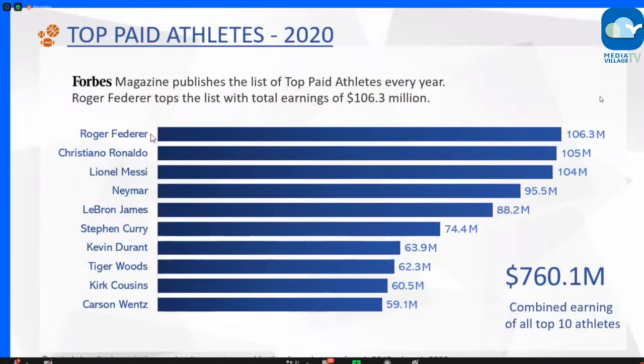Another piece of information you can decipher from here is that Roger Federer, Cristiano Ronaldo, and Lionel Messi, who are the top 3 sportspeople, have a very thin margin between them. Top is 106, second is 105, and third is 104. Additionally, I have given some more information: the top 10 athletes' combined earning is 760 million US dollars. That's a massive amount to be earned by just 10 people. So this is the story about the top 10.